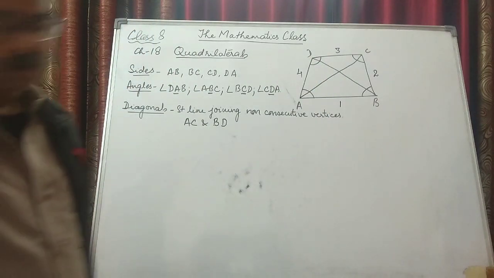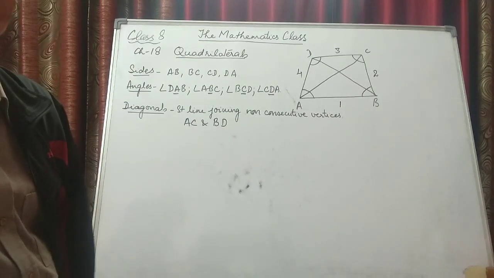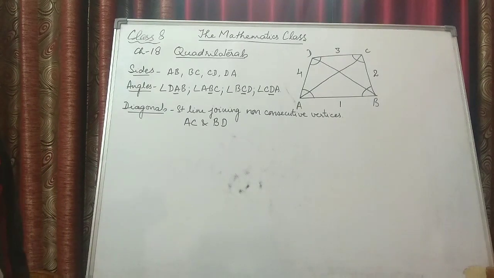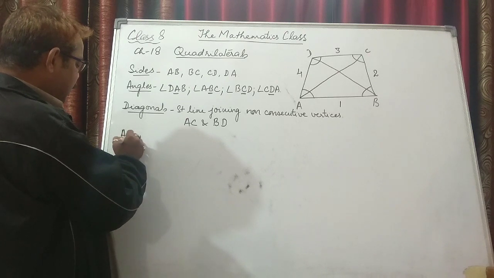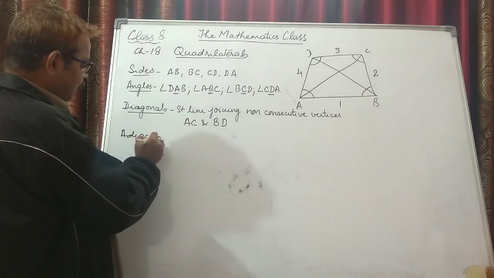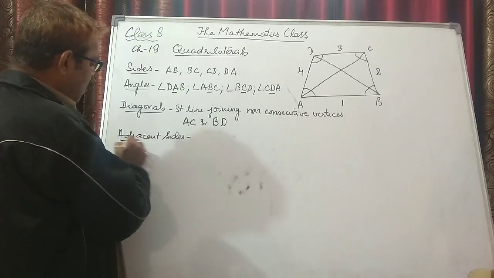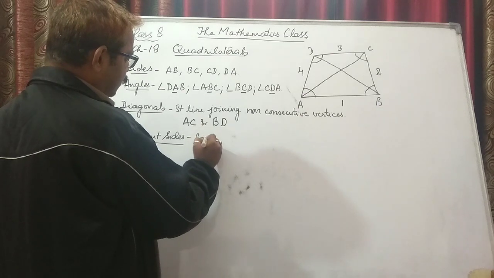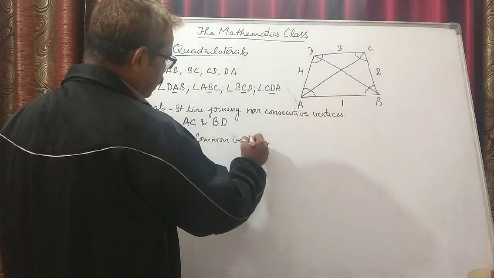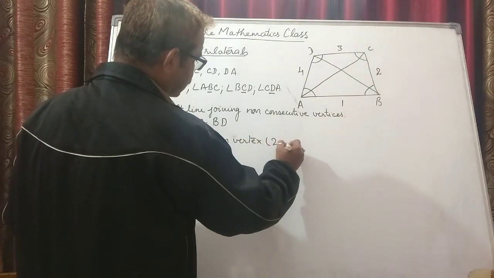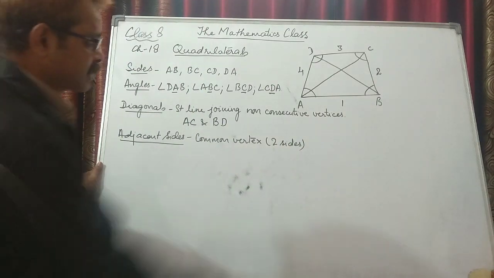Now then comes what are adjacent sides and what are opposite sides. Adjacent sides we will talk about first. So what are adjacent sides? Which have a common vertex. Which have common vertex means any 2 sides. Any 2 sides which have a common vertex are known as adjacent sides.